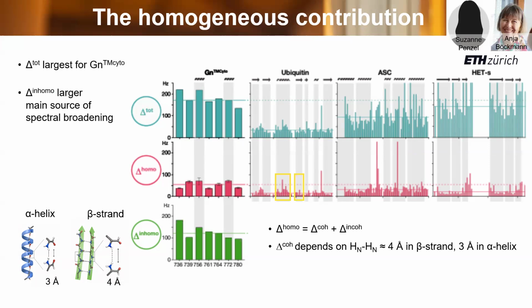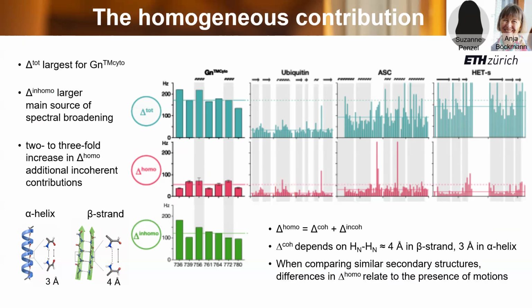And actually, this is what we see. If we zoom on ubiquitin, we see that it's larger for the alpha helical part and smaller for the beta strands. And also clearly in ASC, which is fully alpha helical, we have a larger homogeneous contribution than in ETS, which is fully beta strand. So what it means is that when comparing similar secondary structures between proteins, the differences we see in the homogeneous line width relate to the presence of motion. And actually, this is what we see for GN, that when we compare similar secondary structures, we have a higher homogeneous contribution than for the model proteins. So there is the presence of dynamics in GN.